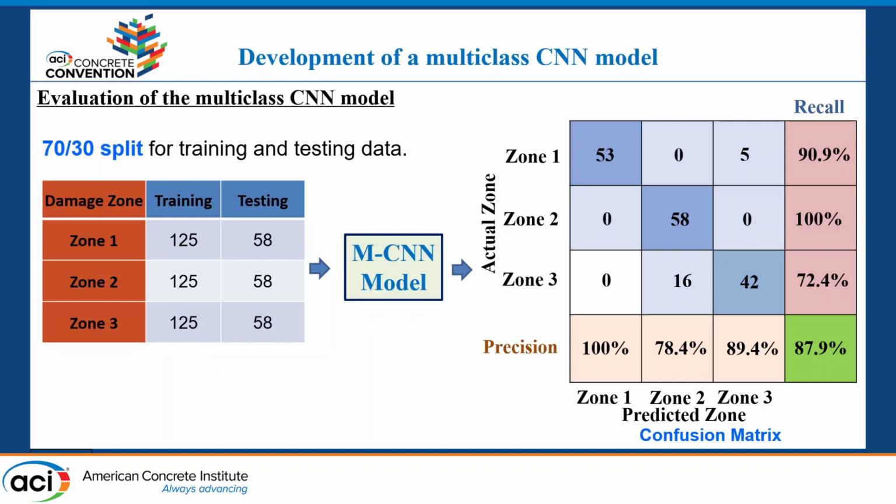For the evaluation of the multi-class CNN model, these images that were separated into 3 zones were fed into the multi-class CNN model. 70% of the images were used for training and 30% of the data was used for testing. So in the confusion matrix, we can see we have an accuracy of 87.9% in classifying the images to their respective zones, Zone 1, Zone 2 and Zone 3. So from this, we developed a multi-class CNN model to classify the images based on their depth.